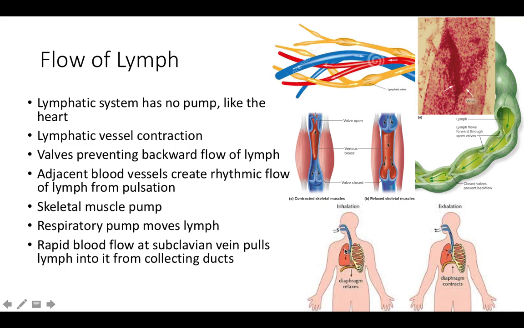And so just like venous return, lymph also flows in conjunction with this respiratory pump. And then finally, I don't have any pictures of this on this slide, but once the blood returns to the subclavian vein, the blood flow within the subclavian vein is so fast that it pulls the lymph into it from the collecting duct.